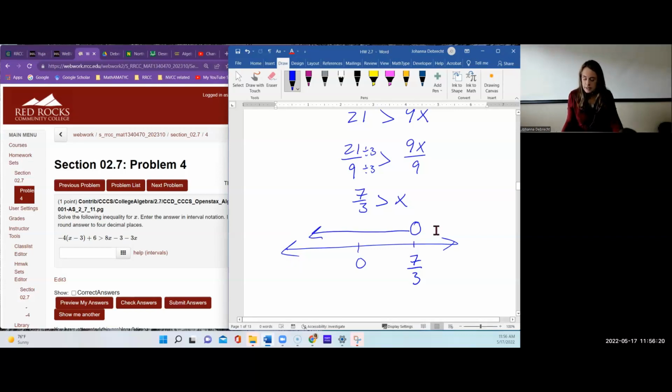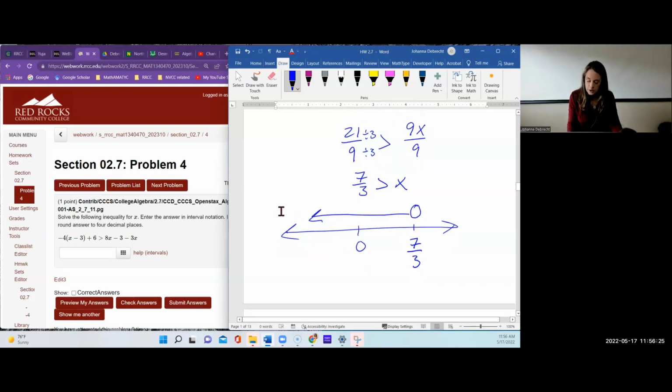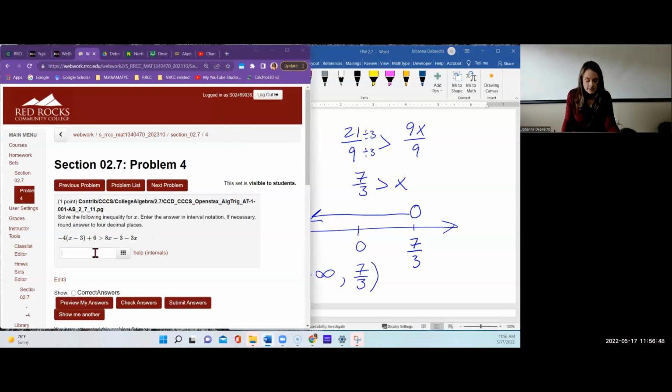Now we read this representation from the left to the right to convert it to interval form. On the far left, we have negative infinity, comma, and on the far right, we have 7/3. However, we do not want to use 7/3. This was not or equal to, and this is an empty circle, and half of an empty circle is a round parenthesis. Go ahead and put this in and let's check how we did.